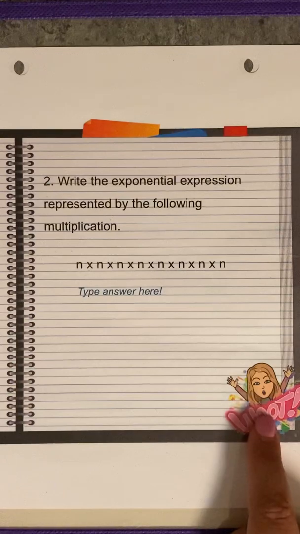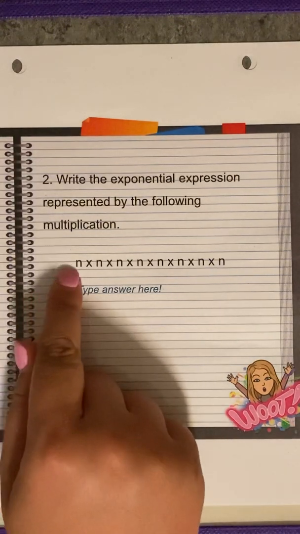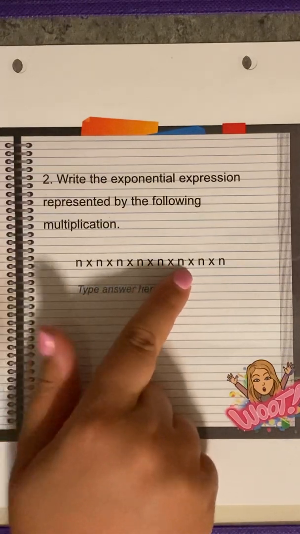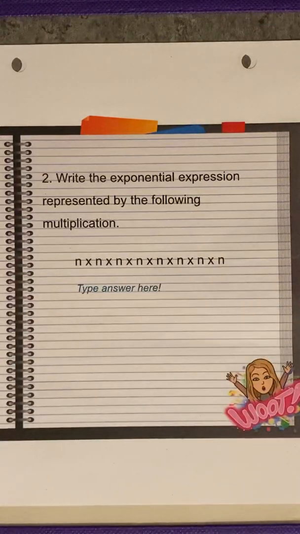All right, number 2, write the exponential expression that is represented by the following multiplication. We see n times n times n times n times n. A lot of times you will see n stand for a place of a number. So this is going to be a number times that same number times that same number, and so on. That is a tongue twister. Try it, I dare you.